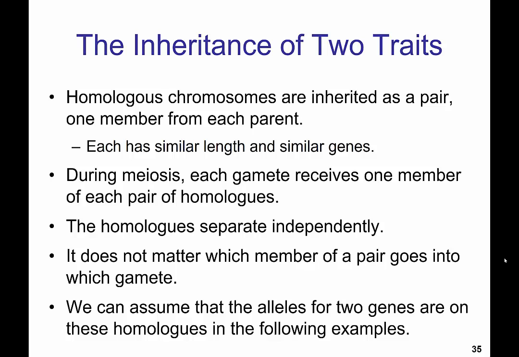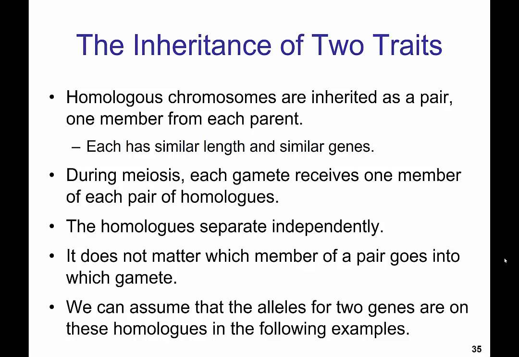They're inherited as a pair, and again, this is for a diploid organism such as ourselves. We have one member from each parent, one from the mother, one from the father. And because they're homologous, they have the same length and similar genes, and they're going to be in the same order, same centromere location. That's where we get homologous from.